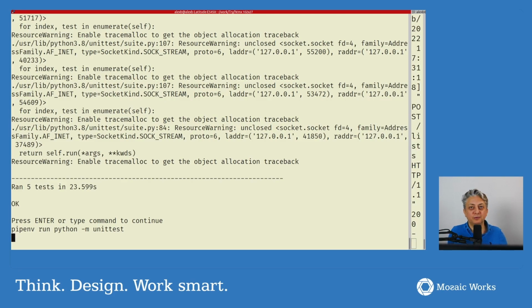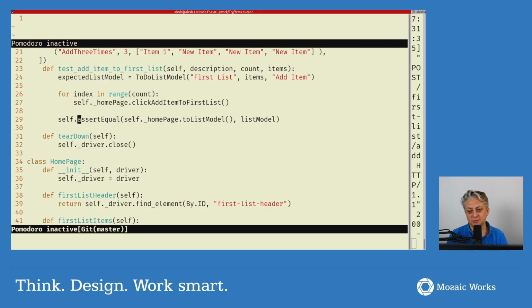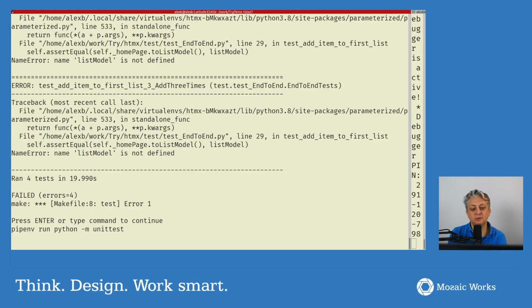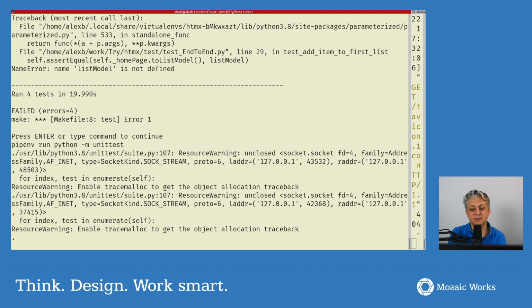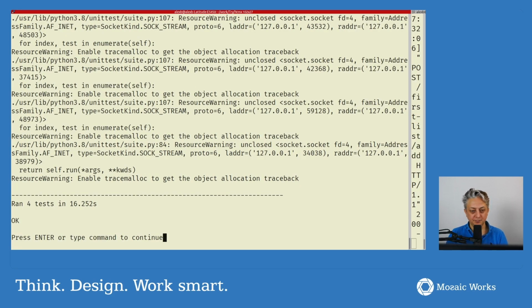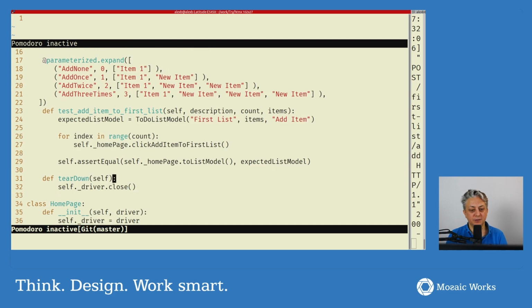And now basically we've removed all types of duplication, except that we have some errors in our code, but we'll fix them soon enough. I think I forgot something. Self.homepage, yeah, something around those lines. List model is not defined. Expected list model, okay. Now let's run this, and I think this concludes our test refactoring. The only thing I'd really love to solve is the unclosed socket. So we've run 4 tests. Yeah, that checks out.